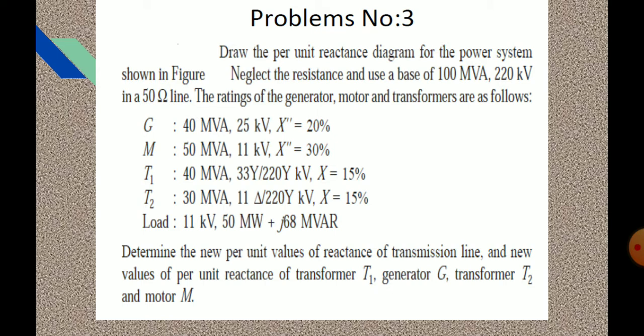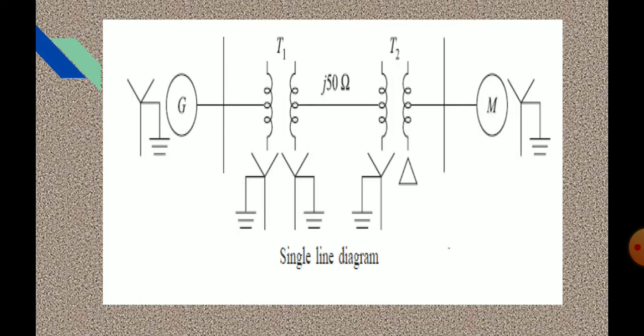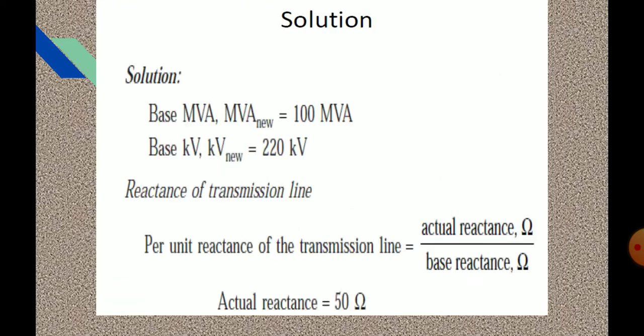Determine the new per unit values of reactance of the transmission line, transformer 1, generator G, transformer 2, and motor. All the values are given. So this is the single line diagram. Here we have the generator side, motor side, and transformer side, and the transmission line impedance is given as j50 ohm. Then we have to substitute into the formula.